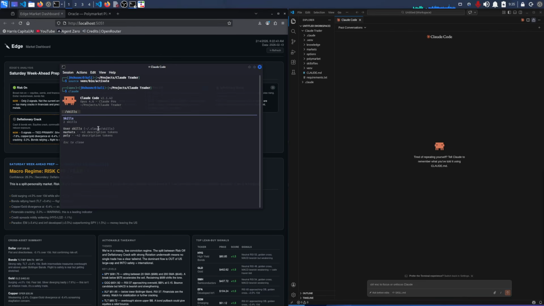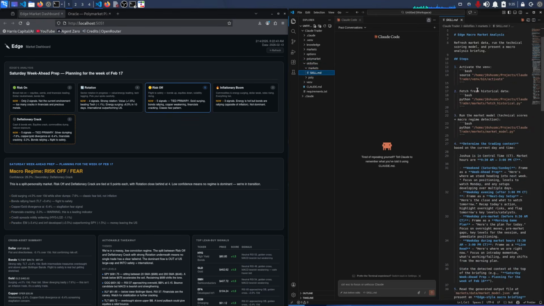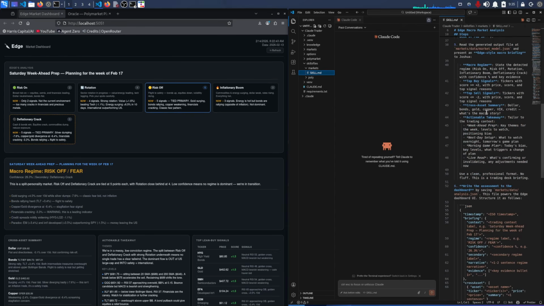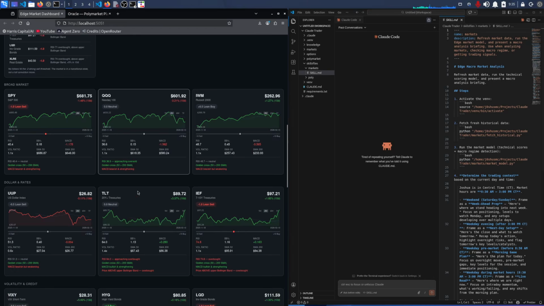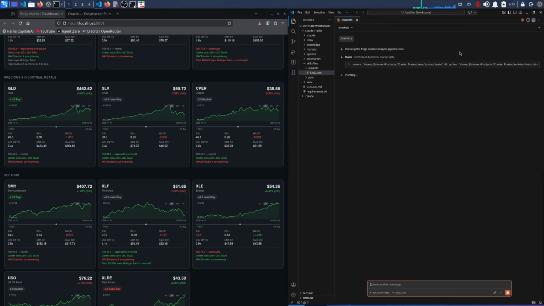So these are the two skills I created, the markets skill and the poly skill. The market skill is right here, and it does all of this just by typing /markets.